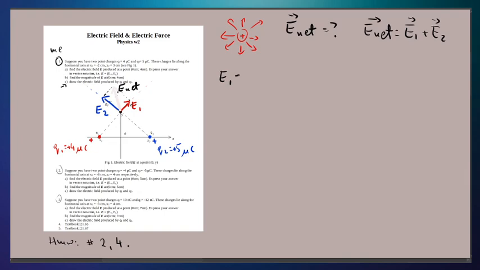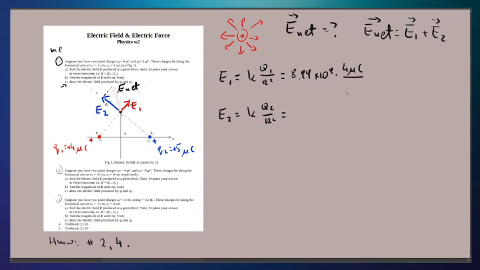All right, so to figure this out, we need to find E1. The equation for the electric field is KQ over R squared. So this would be KQ1 over R squared. The equation for the electric field due to the second charge would be KQ2 over R squared. These equations will give me the magnitudes of individual fields. So this one here, that's 8.99 times 10 to the 9th times Q1.